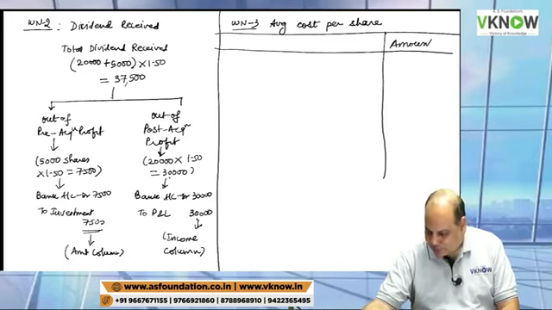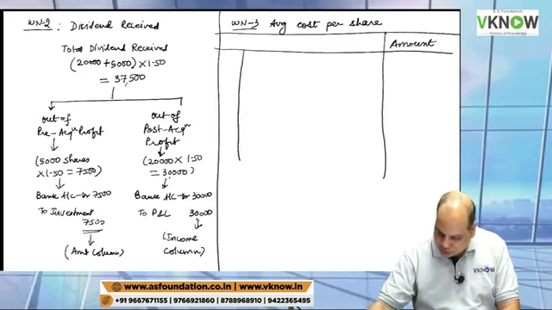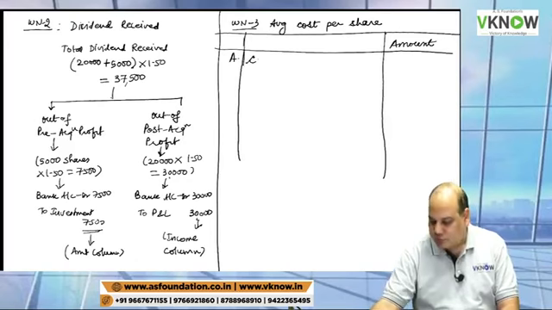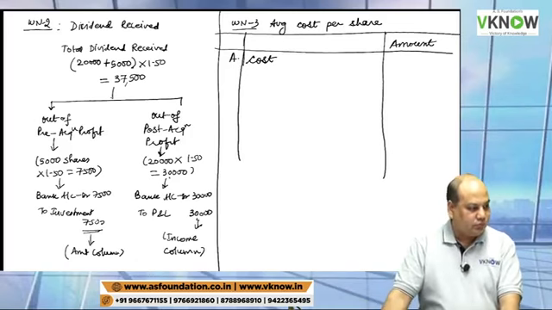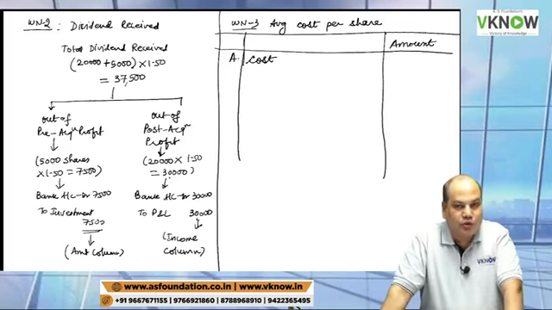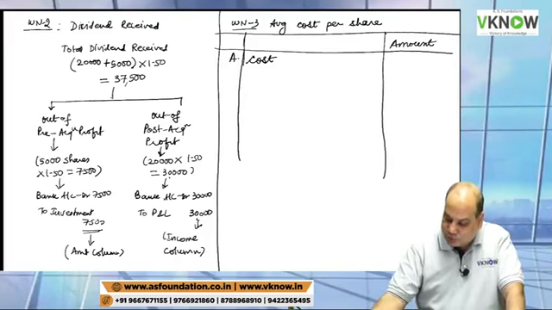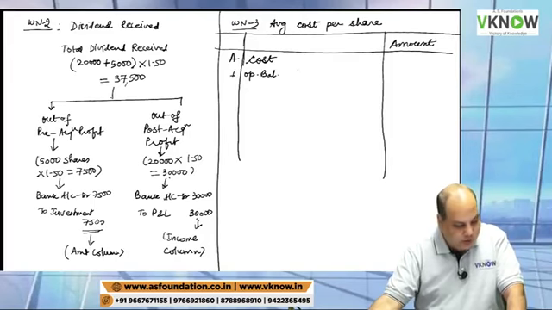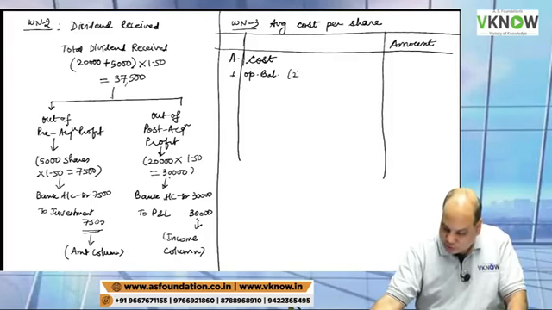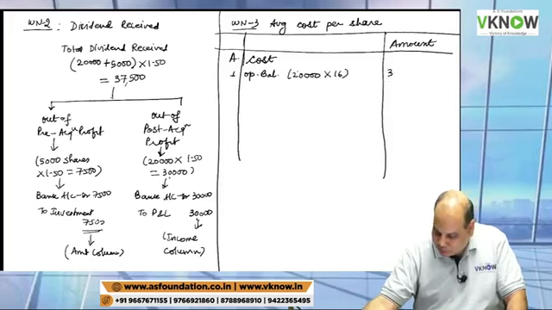First I need to calculate cost. Okay, what is the cost? Let us see one by one. There is an opening balance, in the first line of the question: 20,000 into 16 is 3,20,000.